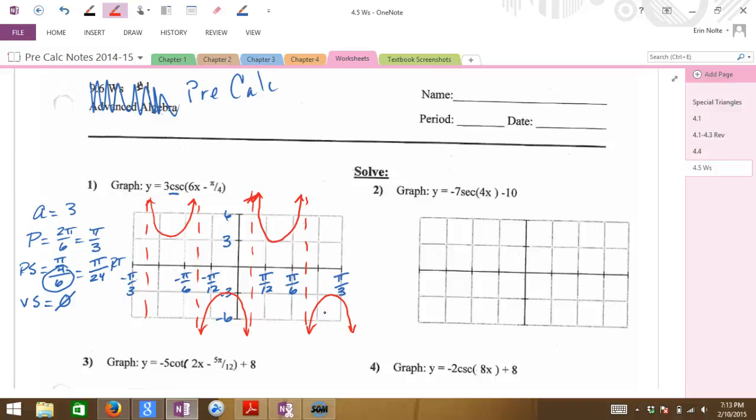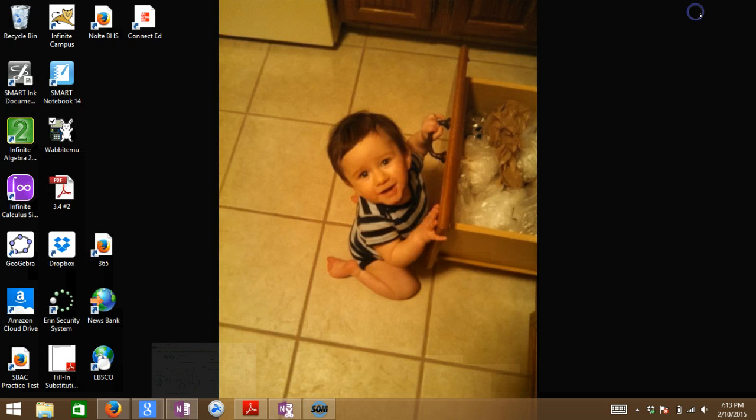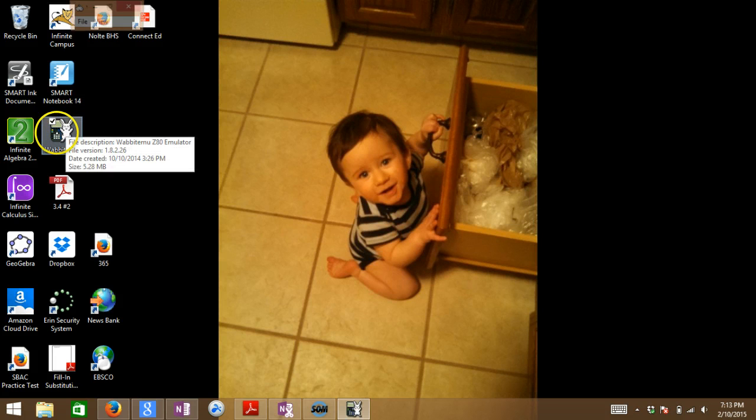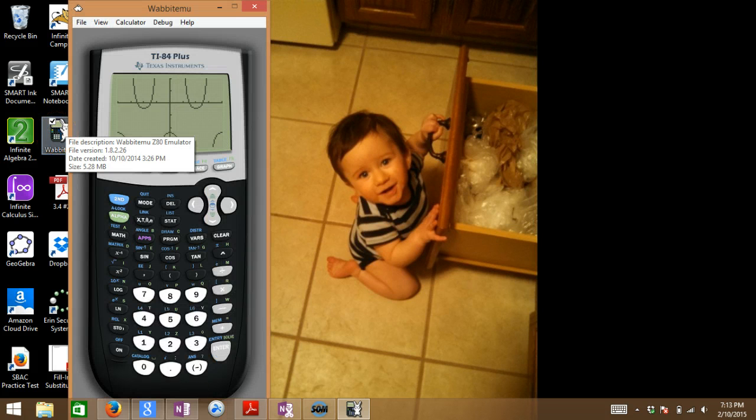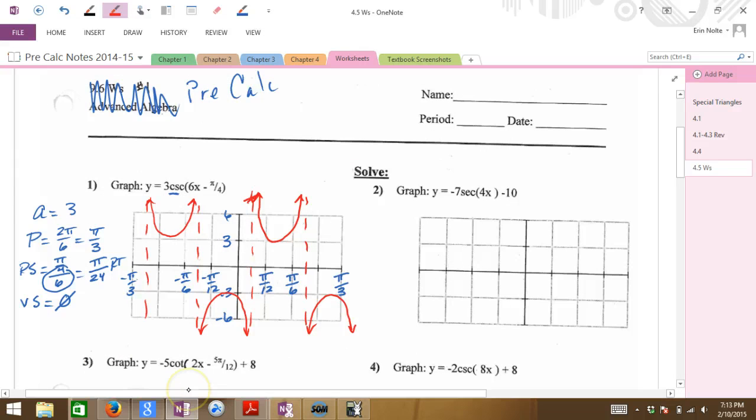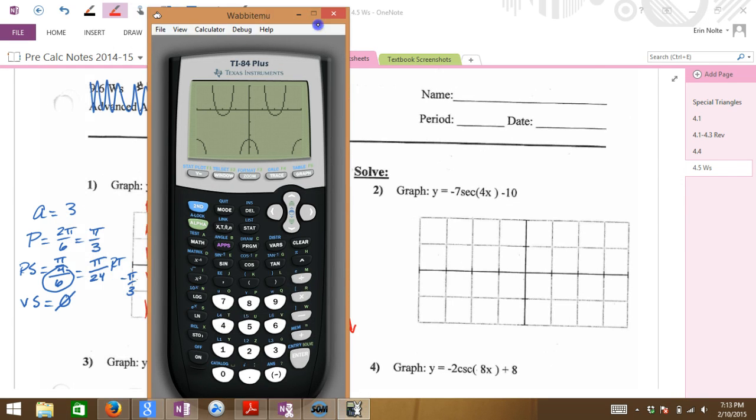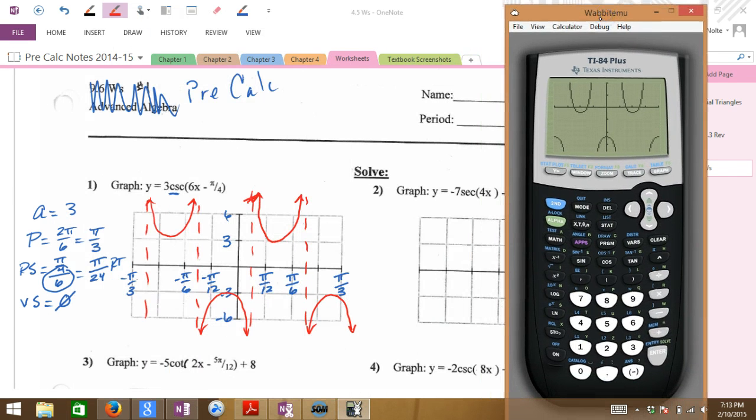Okay, so I also want to show you guys how to make sure that you've done this correctly. This is not a tool to use all the time, but if you're stuck or just want to make sure that you've done it correctly, then you may use the calculator in order to verify what you've done. So I'm going to show you how to do it on the calculator. The first thing you have to do is type this function in.